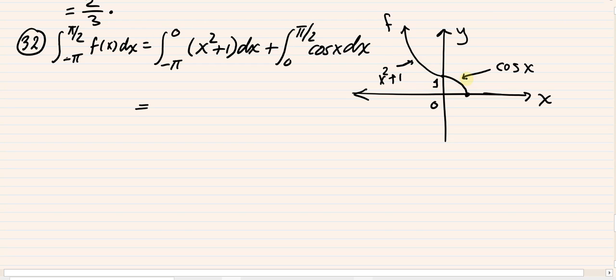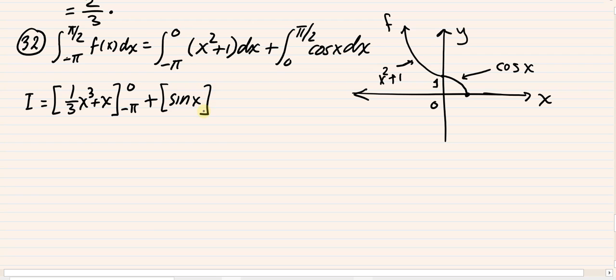Alrighty. So the integral, first of all, of x squared plus 1, call it I, is going to be 1/3 x cubed plus x evaluated from negative pi to 0. It has to go from low to high, with the limits of integration: lower number on the bottom, higher number on top. The integral of cosine is going to be sine because the derivative of sine is cosine. That goes from 0 to pi over 2, and that's it.